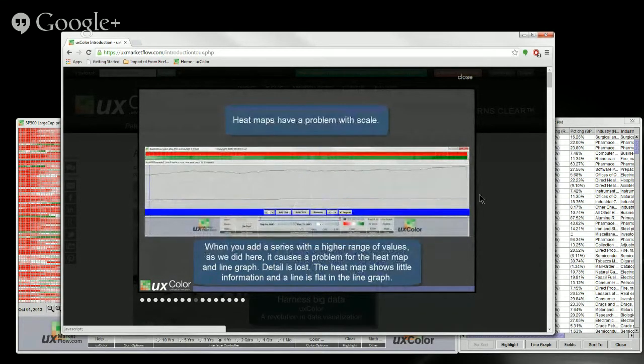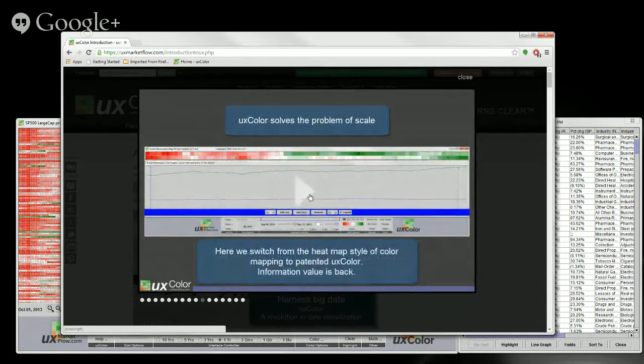Now this is the problem that uxColor solved. We've added a line graph with a much higher range of values, and we've done the same thing with the heat map. What happens here is that the color distribution is skewed, and in the line graph, you've lost all the detail. Let me step forward. This is what uxColor invented. This is that same data in a uxColor map, and uxColor solves the problem of the range of data, and also the problem of massive amounts of data.